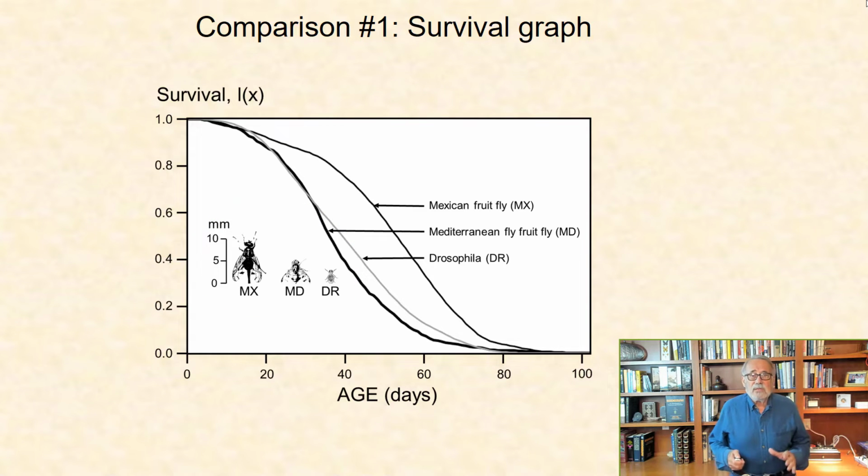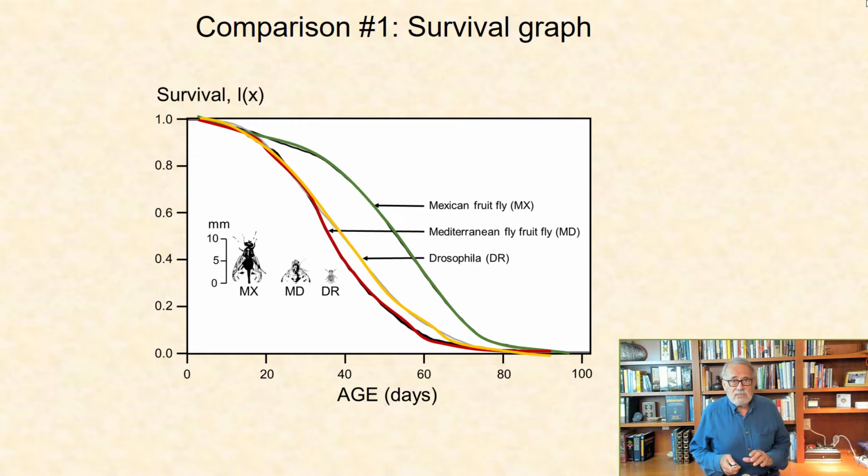The Mexican fruit fly is the longest lived, with a median survival age of nearly 2 months. The Mediterranean fruit fly and Drosophila survival probabilities are virtually identical until about 1 month of age, at which time survival in Drosophila exceeds that for the medfly.